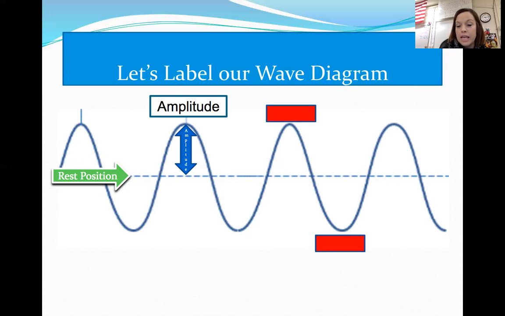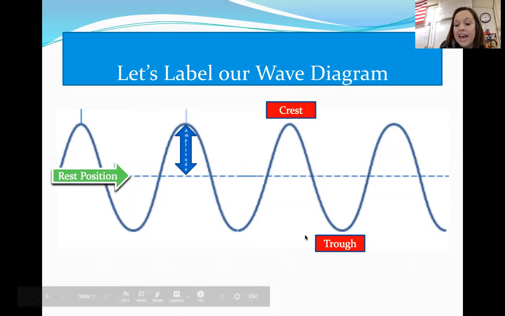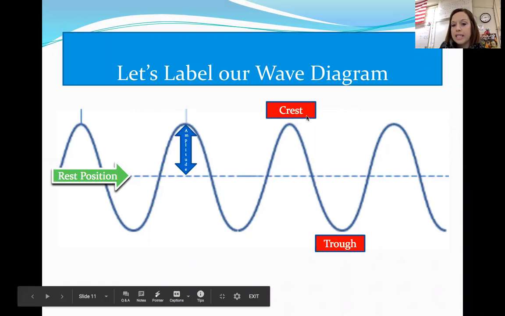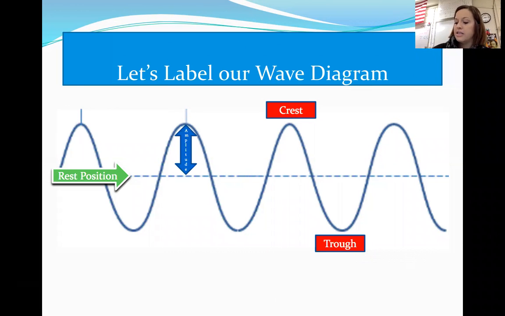The next thing we're going to label is the high point and the low point. Those names are the crest and the trough. Okay, so crest and trough. The high point of the wave, up at the peak or the top point, that's called the crest. So if you think about a mountain, the crest of the mountain or the crest of a big ocean wave, that's the peak or the top.